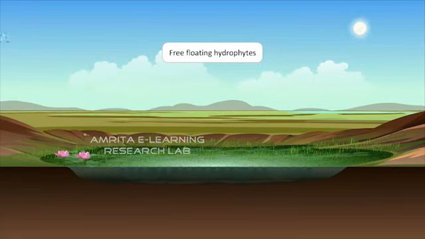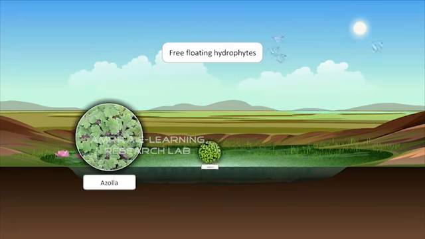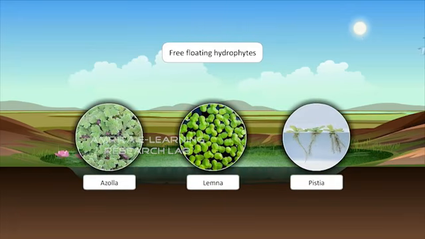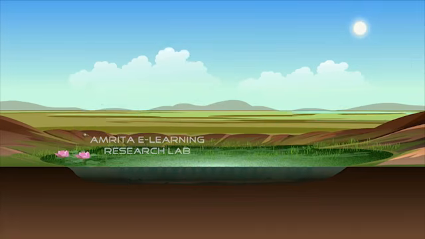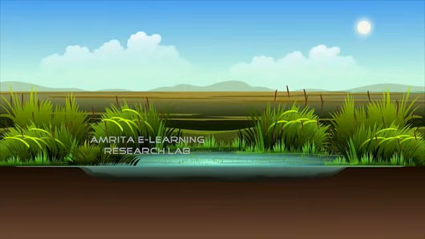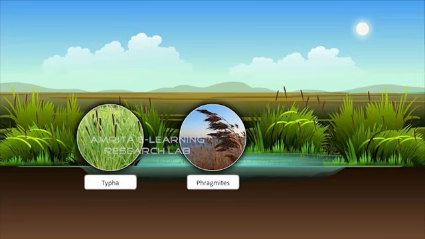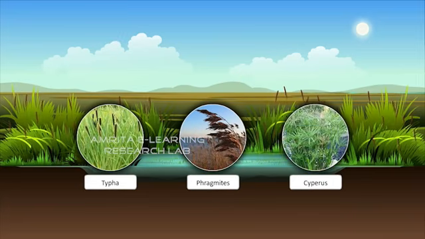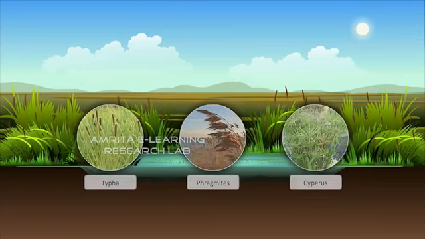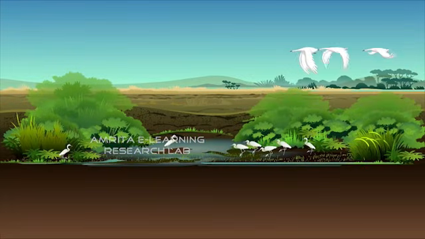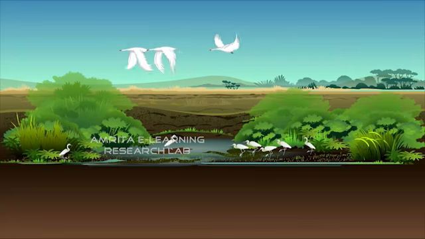Next come the free-floating hydrophytes, whose roots float in water. Plants like Azolla, Lemna, and Pistia are examples of this stage, which also add to the organic matter and depth of the pond. Slowly, the pond becomes swampy due to the increasing dead and decaying content. This stage is called the reed swamp stage, inhabited by Typha, Phragmites, and sedges like cyperus and Carex. With the reed swamp stage, the initial deep pond is transformed into a mesic habitat.